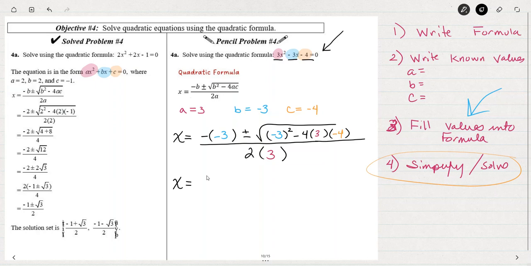The opposite of -3 is 3. -3 squared, that's -3 times -3, so +9. A negative times a negative is going to come out positive. 4 times 4 times 3. That's going to be the same as 12 times 4, or 48. Use a calculator if you need to. 2 times 3 is 6. 48 plus 9 is going to give me 57.